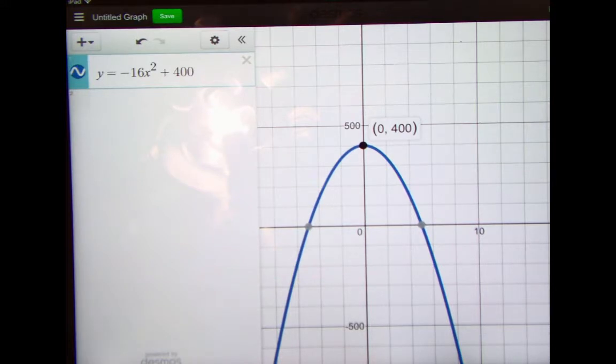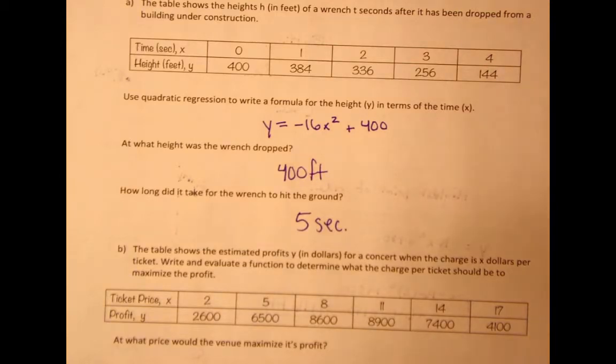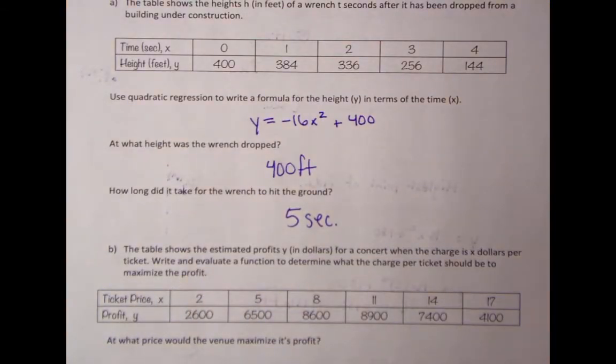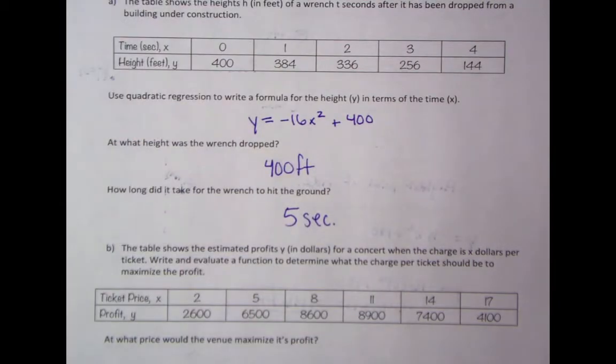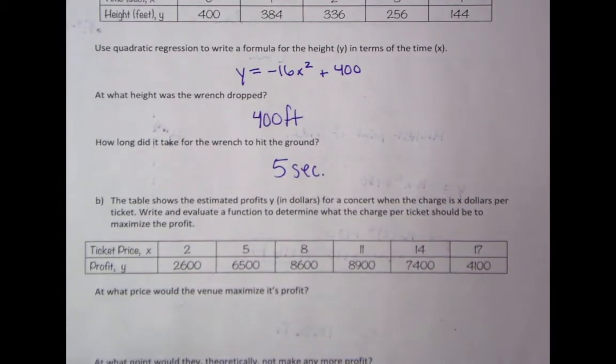And it says, how long did it take the wrench to hit the ground? We just tap when it hit the ground, and it's 5 seconds. Finally, something a little bit more realistic. It's not a construction site on the moon. But basically, there are your answers. It was dropped from 400 feet, and it took 5 seconds to hit the ground. So go ahead and try B on your own, putting all those points into your stat plot, and then coming back, play the video when you are ready to see the answers.